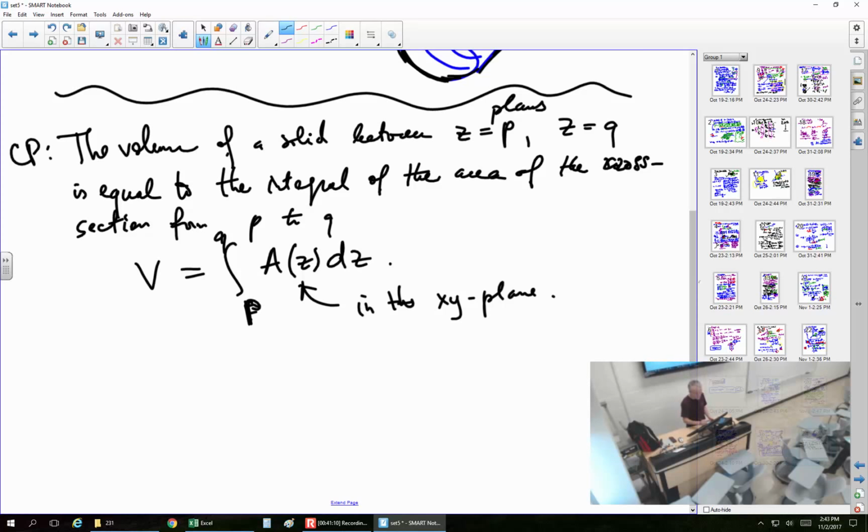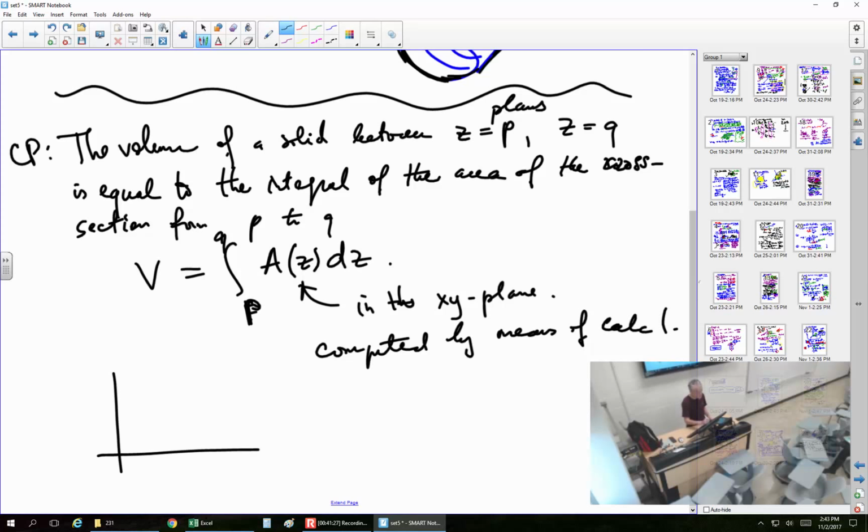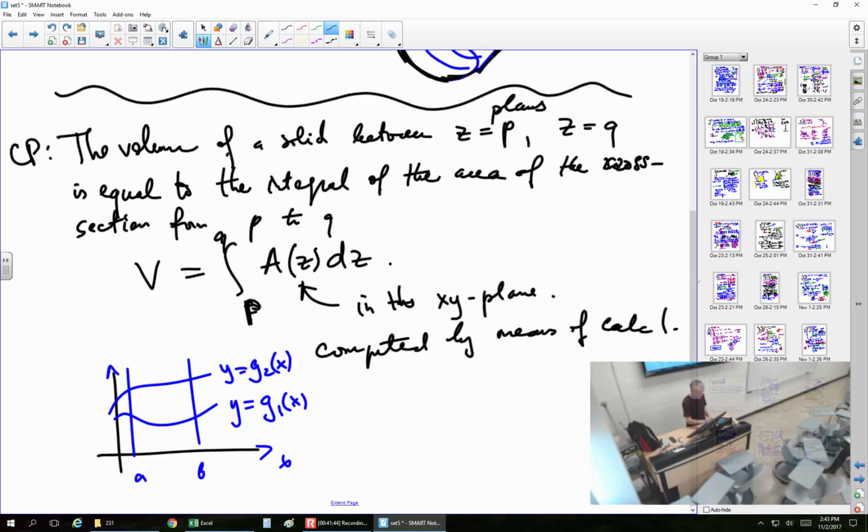Okay, so in other words, computed by means of calculus, or pretty much calculus 1. So it means that only some of the regions can be handled. Specifically, the ones that lie between two graphs of functions. So y equal, say, g1 of x, and y equal g2 of x. Okay? So a, b, x, and y.